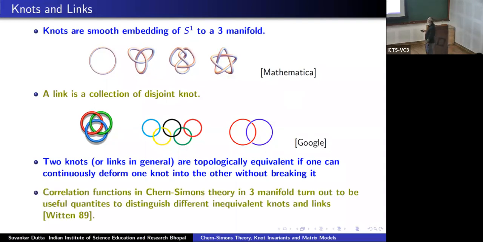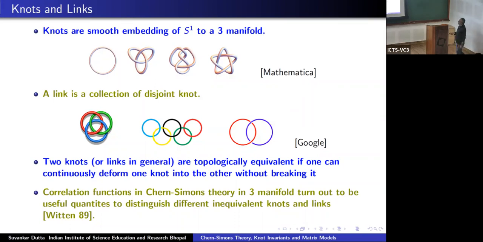Correlation functions in Chern-Simons theory in 3-manifold, I will describe shortly. These correlation functions turn out to be useful quantities to distinguish different inequivalent knots and links. This is the work of Witten in 1989. Therefore, you can think of these correlation functions as bona fide candidates for knot invariants for different knots and links.